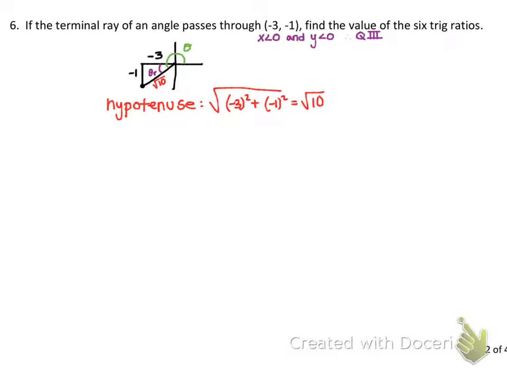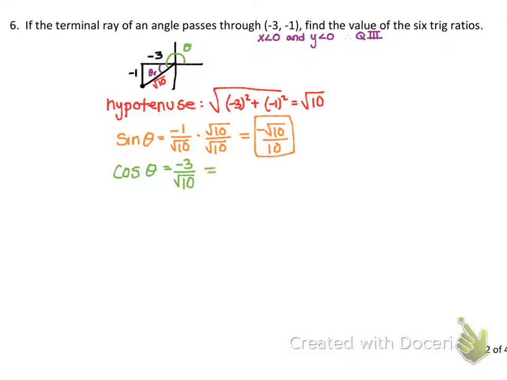Now we have everything we need to do our 6 trig functions. So sine of theta is opposite over hypotenuse, which is negative 1 over root 10. We have to multiply by root 10 over root 10. So our sine of theta is negative root 10 over 10. Cosine of theta is going to be negative 3 over root 10. And after we rationalize the denominator, we're going to be left with negative 3 root 10 over 10. And then tangent of theta is opposite over adjacent, which is negative 1 over negative 3, which is 1/3.